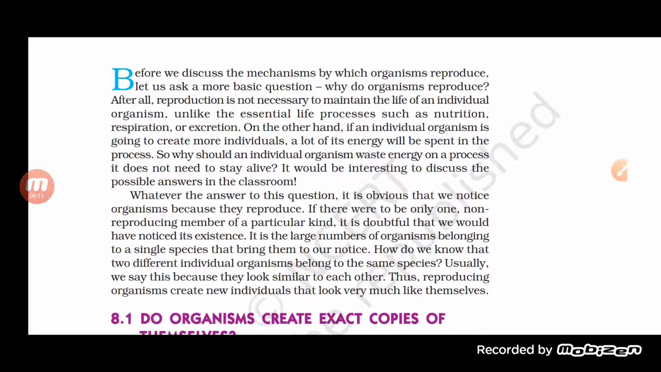See, it is given that reproduction is not necessary to maintain the life of an individual organism, unlike the essential life processes such as nutrition, respiration, and excretion. On the other hand, if an individual organism is going to create more individuals, a lot of energy will be spent in this process. So why should an organism waste energy on a process it does not need to stay alive? It would be interesting to discuss the possible answers in the classroom.